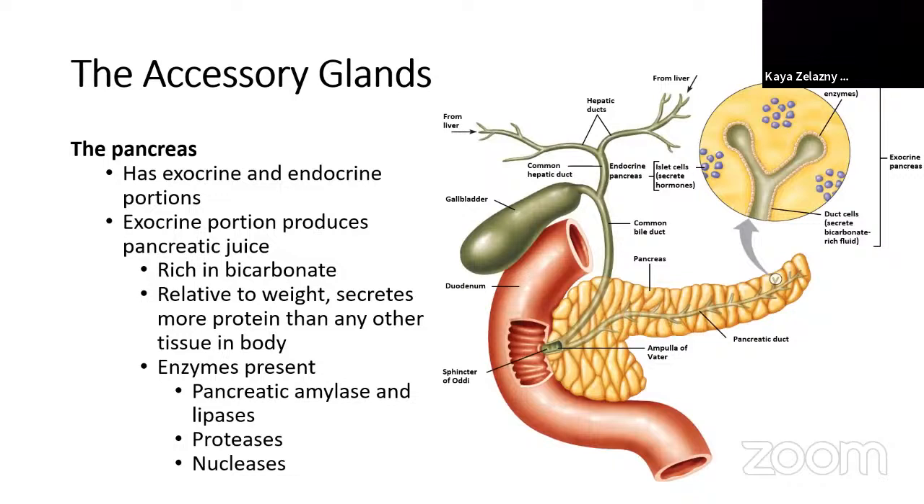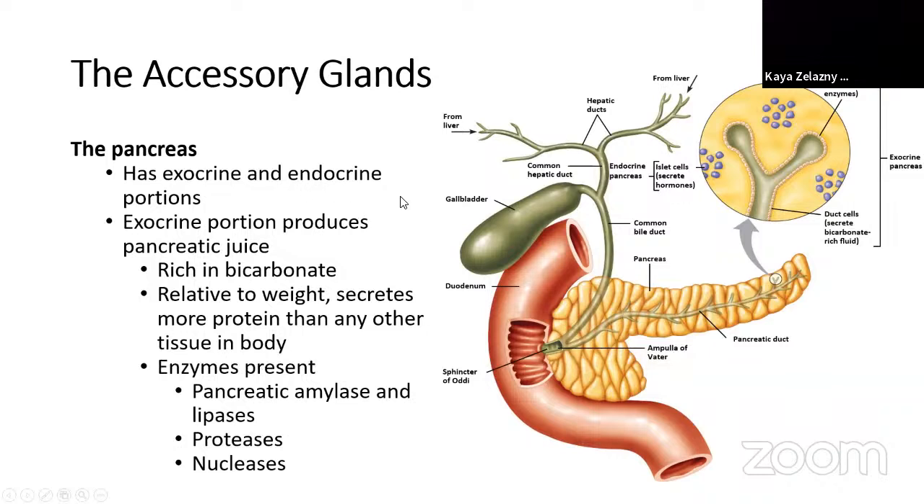Next, we're going to the pancreas. The pancreas has both exocrine and endocrine function. Exocrine meaning that we're producing enzymes that are going into the GI tract in this case, so a sort of nearby function. Endocrine meaning we have hormones going into the blood.